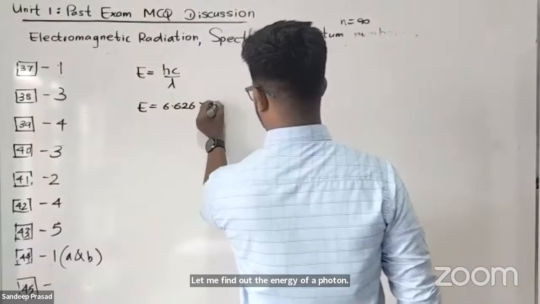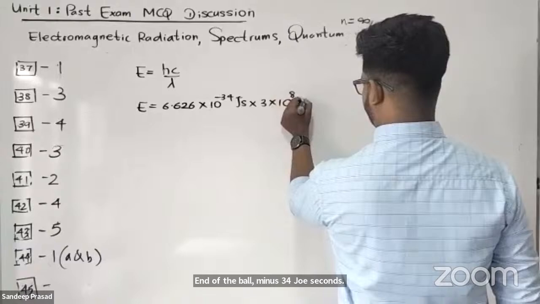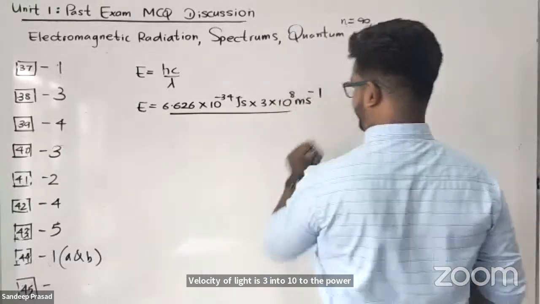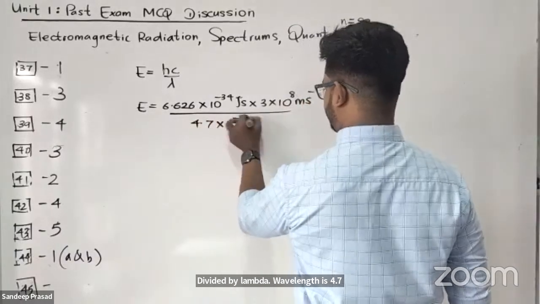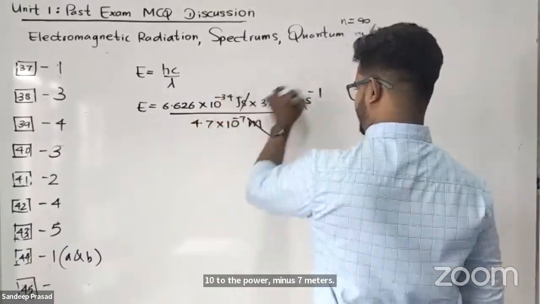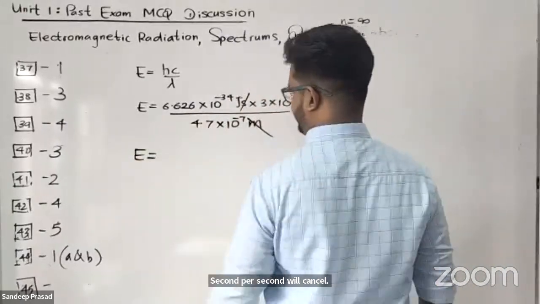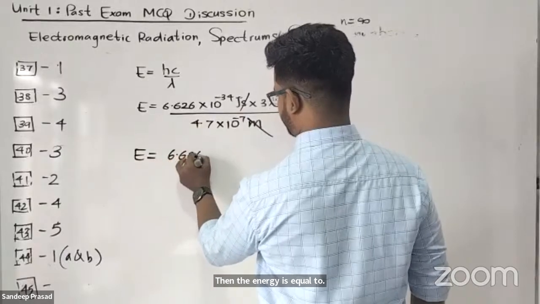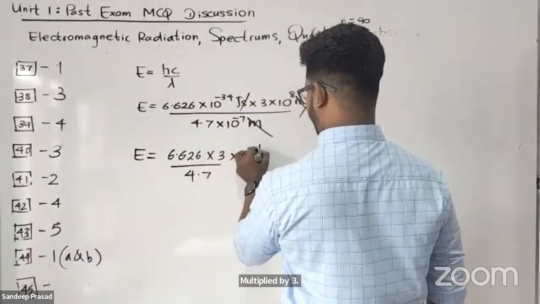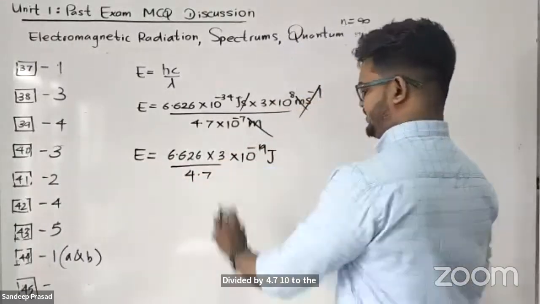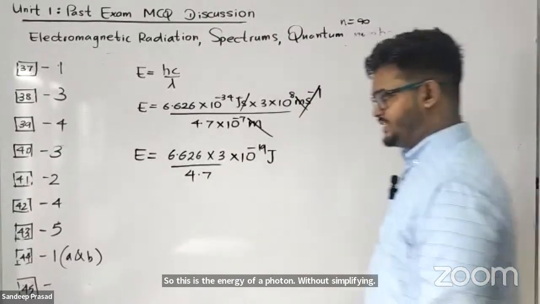E equals hc by lambda. h is 6.626, 10 to the power minus 34 joule seconds. Velocity of light is 3 into 10 to the power 8 meters per second. Divided by lambda, the wavelength, 4.7, 10 to the power minus 7 meters. Meters will cancel off. Second per second will cancel off. Then the energy is equal to 6.626 multiplied by 3 divided by 4.7, 10 to the power minus 19 joules. So this is the energy of a photon. Without simplifying, I'll keep this one.